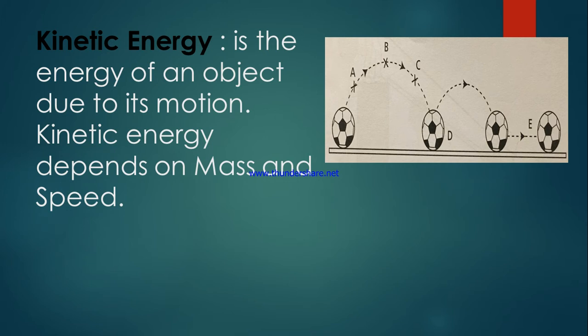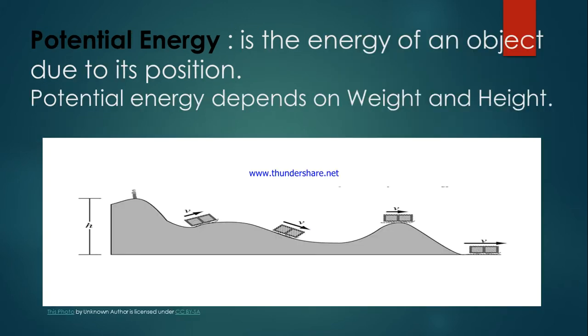We start with kinetic energy. The word kinetic means in motion. So whenever you are moving, there's a type of energy coming out of your body. The energy released due to motion is known as kinetic energy, and it depends on two things: the mass and the speed of the object. Simply, if the mass increases or the speed increases, the kinetic energy value will increase.